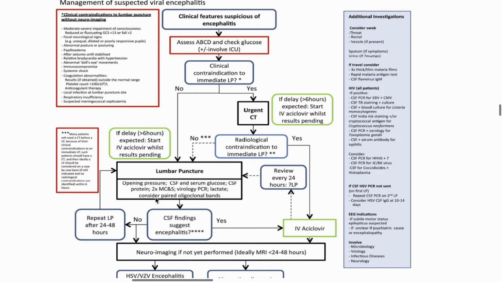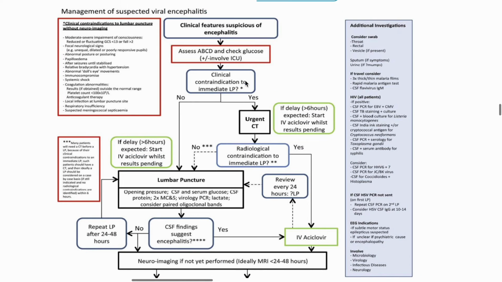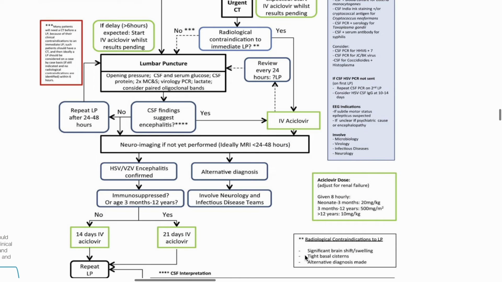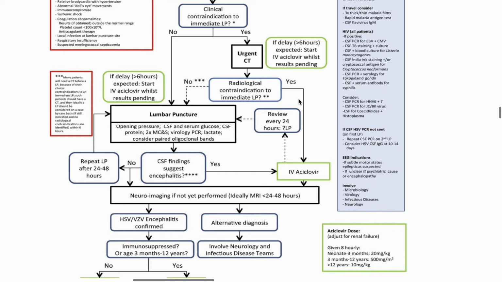If there are clinical contraindications to lumbar puncture, proceed with urgent CT brain. If there is delay in imaging more than 6 hours, start IV acyclovir while results are pending. Assess for radiological contraindication to immediate lumbar puncture. If there is significant brain shift or swelling, tight basal cisterns, or alternative diagnosis made, consider IV acyclovir and review every 24 hours for suitability for lumbar puncture and CSF studies.